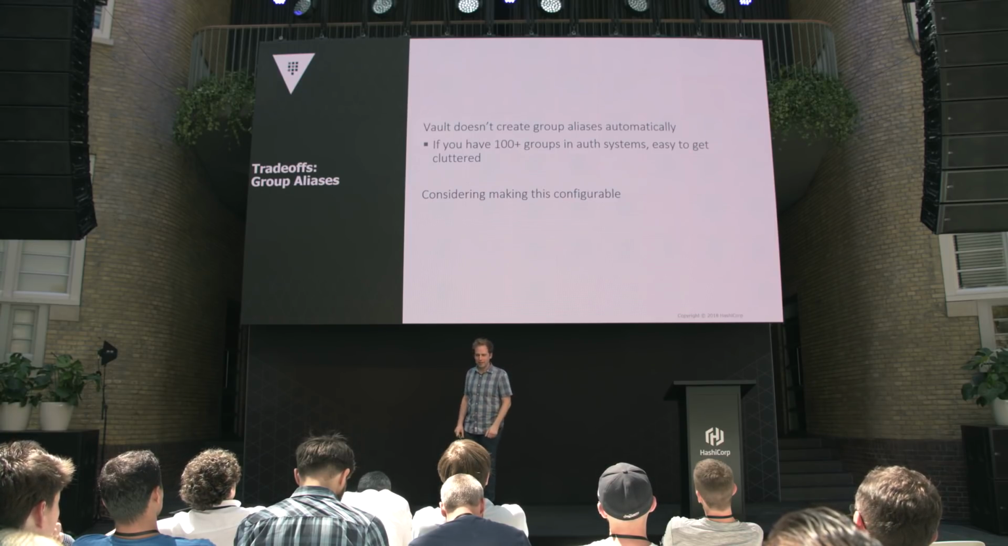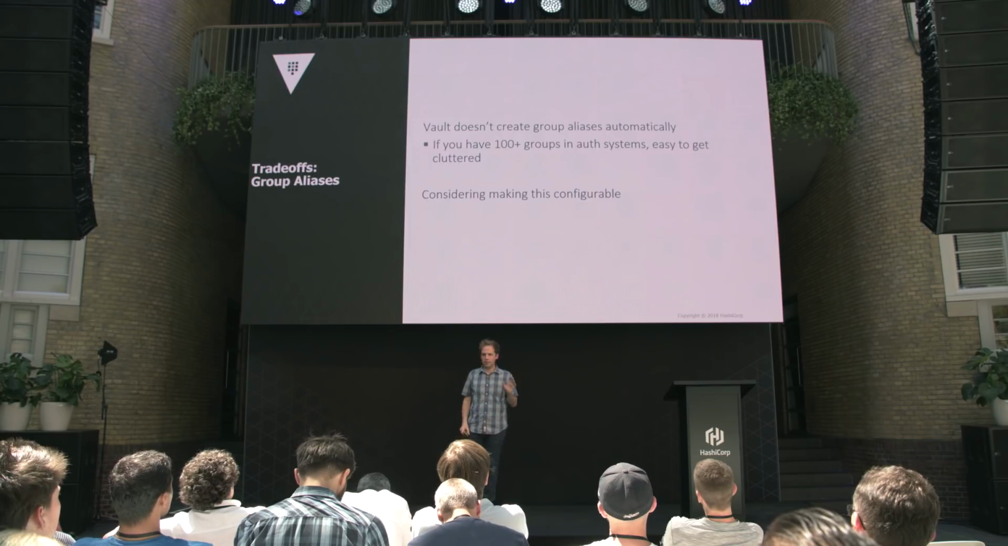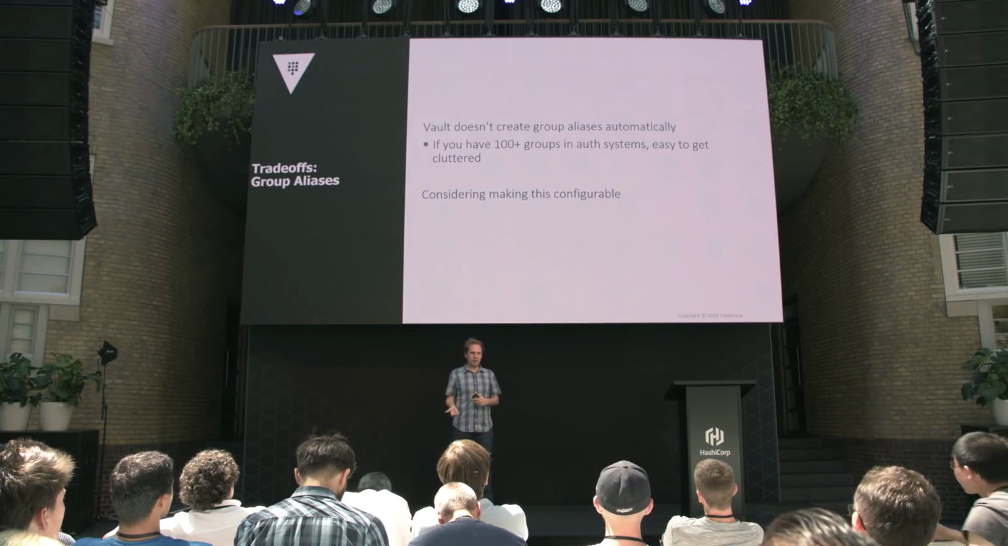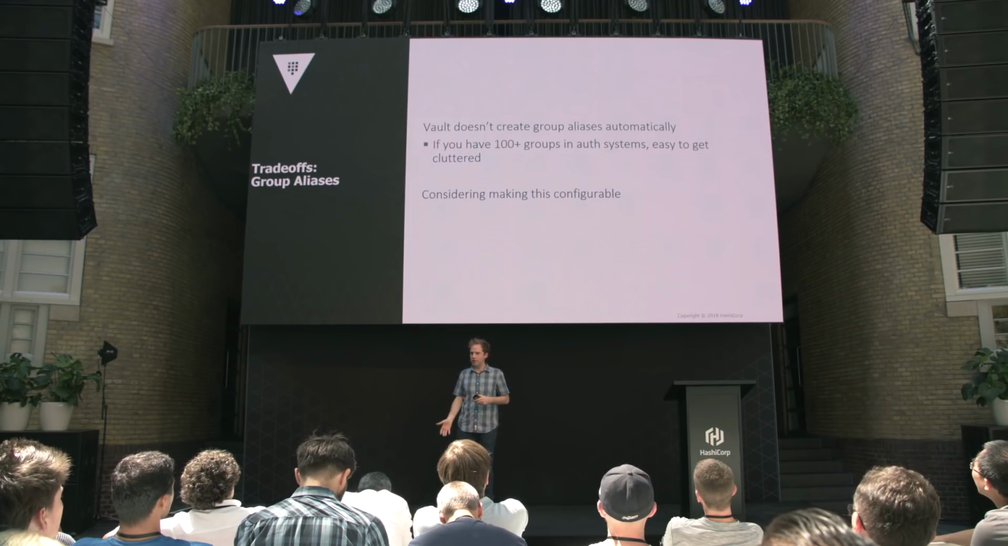Good for security. We don't create group aliases automatically. We're thinking of putting in a config option for this. But I had a little asterisk on that slide a little while back. And the reason is, if you have 100 groups, but you only care about 3 of them in Vault, and they automatically populate, now you have 100 groups in Vault, most of which you don't want. So we're probably going to have a way to toggle that.